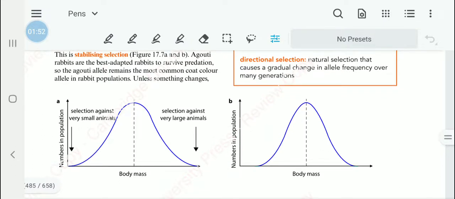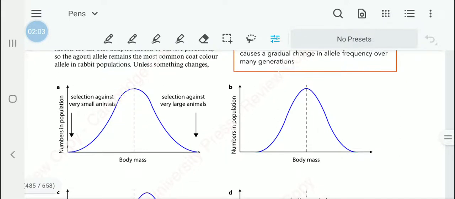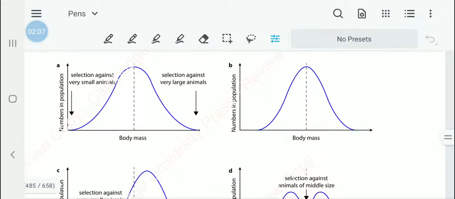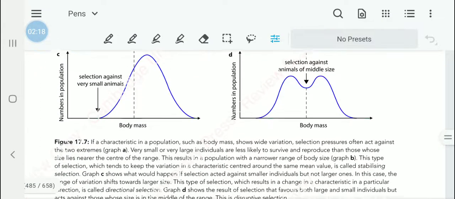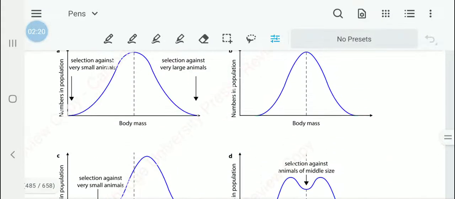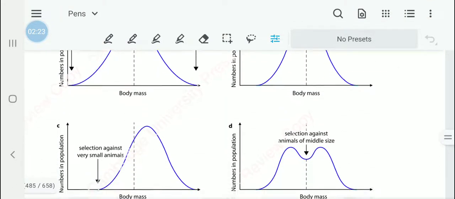Now when you take these two, selection against very small animals and selection against very large animals, this results in animals with a body mass closer to the middle breeding more, and their numbers increasing. We will learn about this in detail when we discuss the remainder.